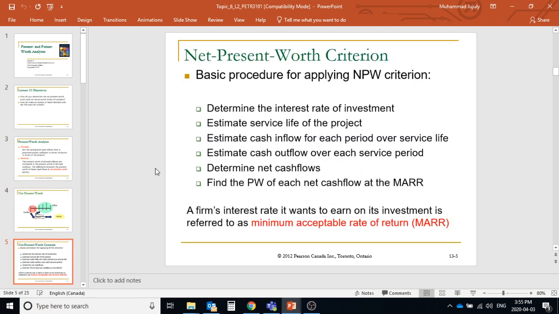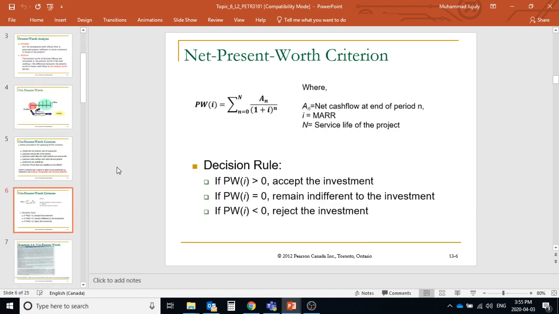We already know what MARR is. MARR is the minimum acceptable rate of return. How do we determine the present worth? We have net cash flow at the end of each period, i is the MARR and N is the service life. This is the formula. If the present worth is greater than 0, the investment is accepted. If it is 0, it is indifferent, meaning there is no gain or loss. But if it is less than 0, we will have a loss, so we will not invest in that project.